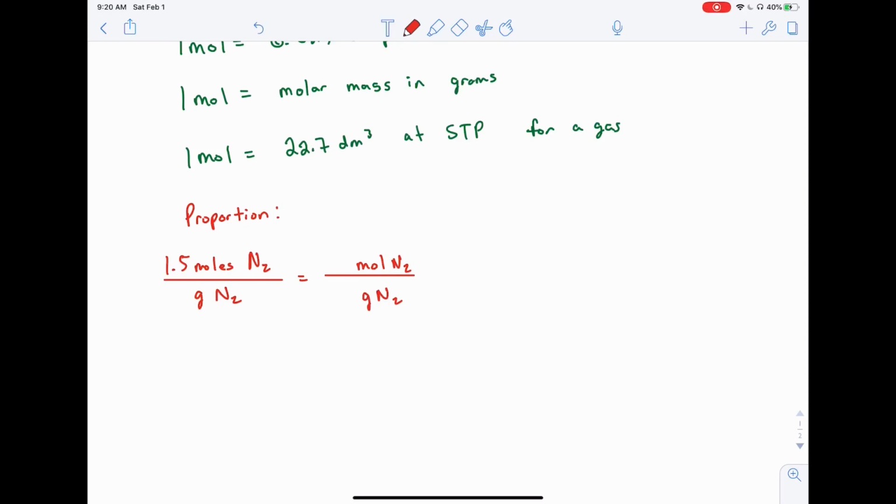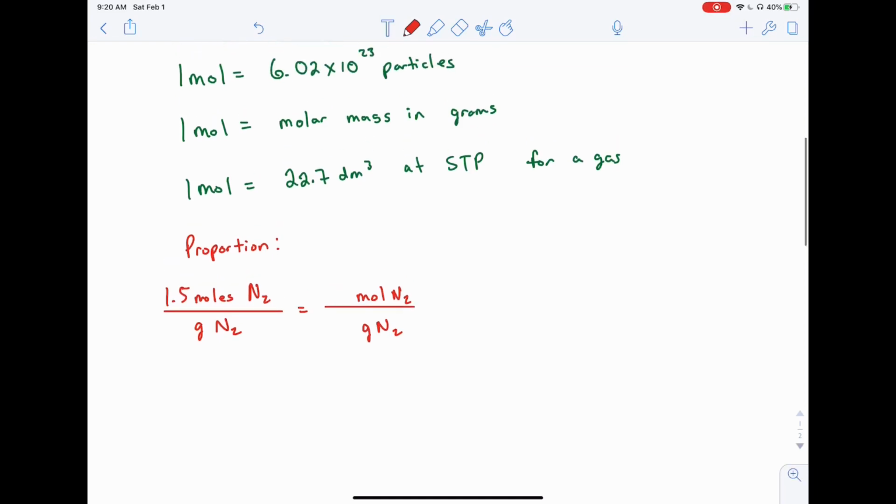And this conversion is always one of these 3 conversions. In this case, we will use 1 mole equals molar mass in grams. So you will do 28.02 is equal to 1 mole of N2, and you cross multiply. And that equals 42.03 grams.